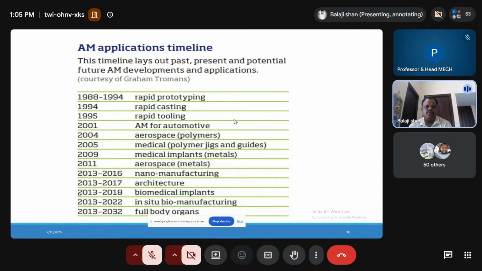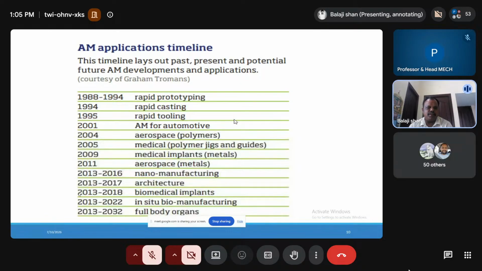From 2004 onwards, they use polymer-based additive materials for aerospace applications. From 2005, they use polymers for medical applications, that is, implants such as artificial bones and artificial screws and nuts. And in 2011, they use it for aerospace applications. Previously, they used only polymer materials. Later, they introduced metal-based additive manufacturing for aerospace applications.